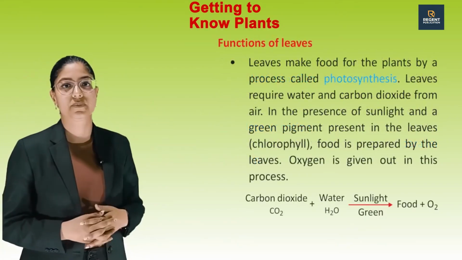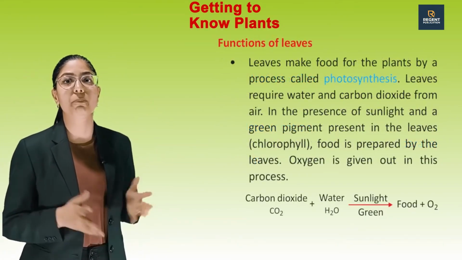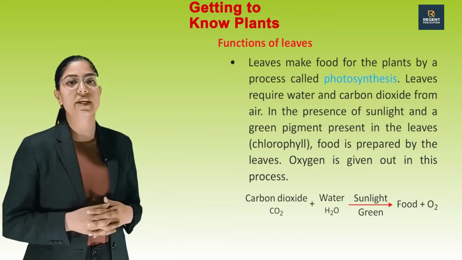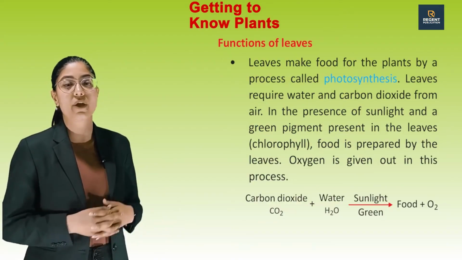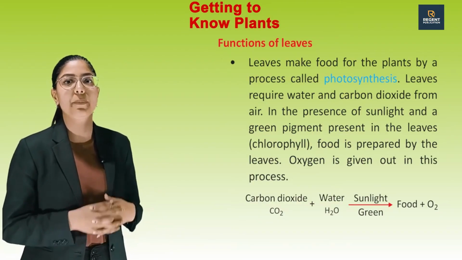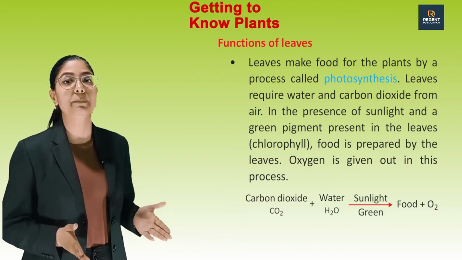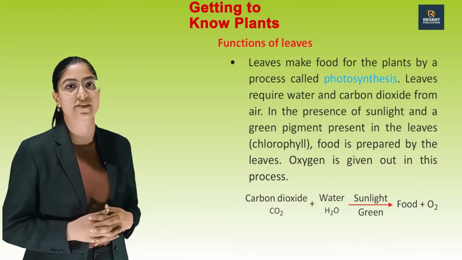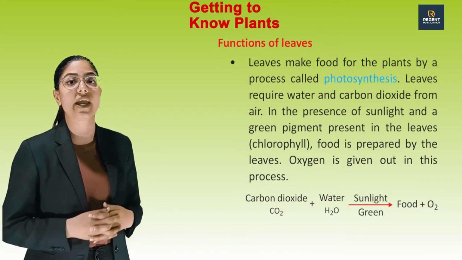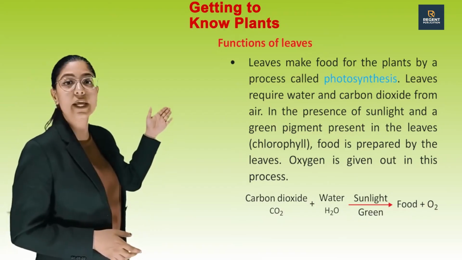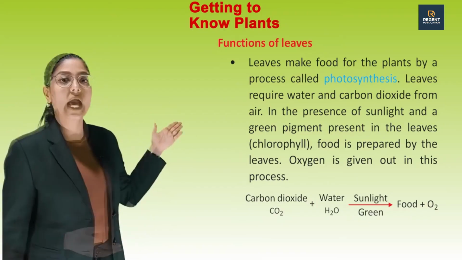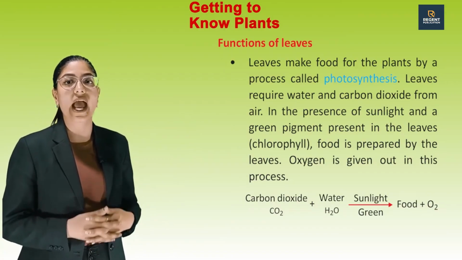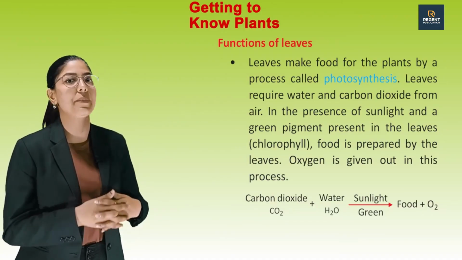Functions of leaves. Leaves make food for plants by a process called photosynthesis. Leaves require water and carbon dioxide from air. In the presence of sunlight and a green pigment present in the leaves, chlorophyll, food is prepared by leaves. Oxygen is given out in this process. This is the equation of this process. Carbon dioxide, CO2, and water, H2O, give food and oxygen, O2, in the presence of sunlight.